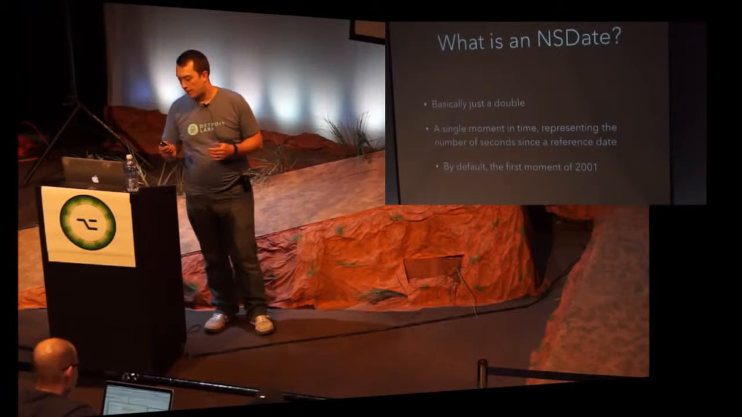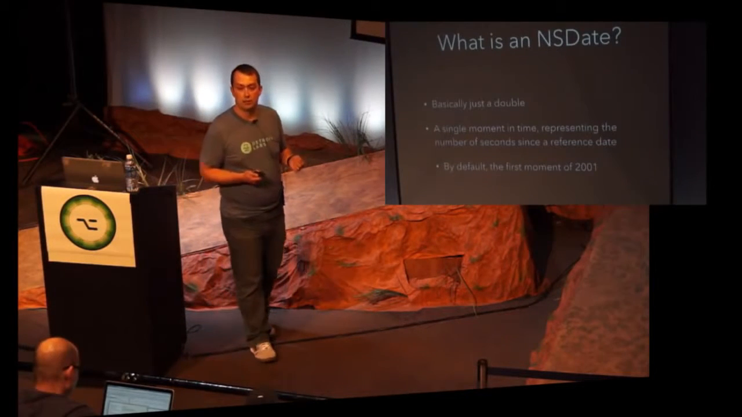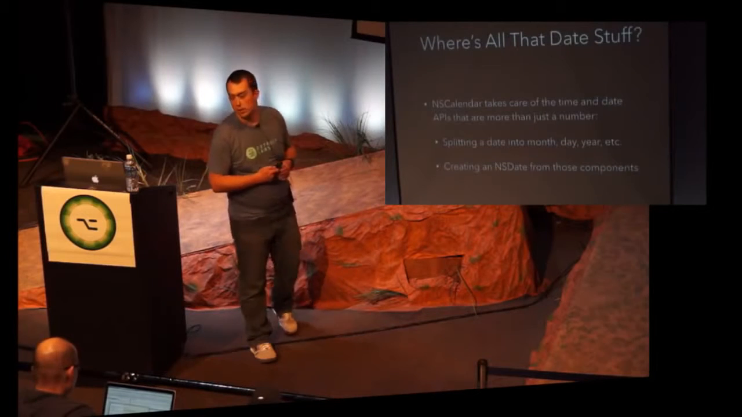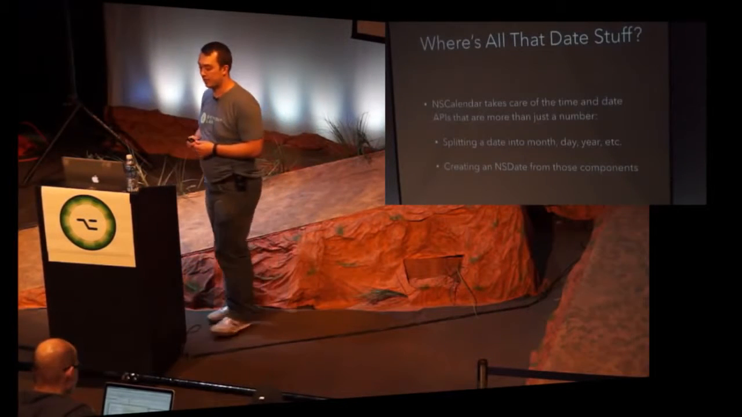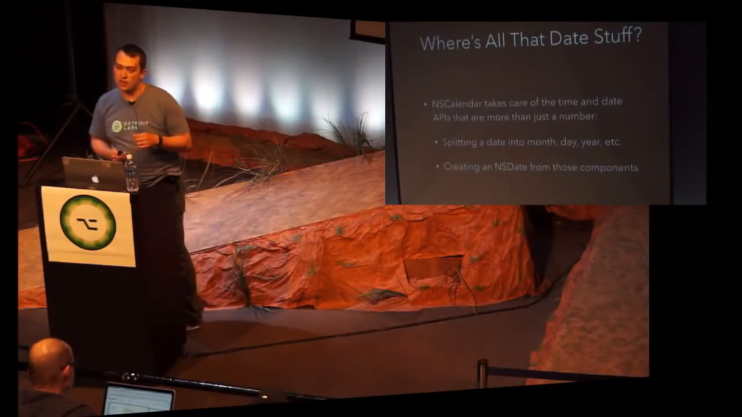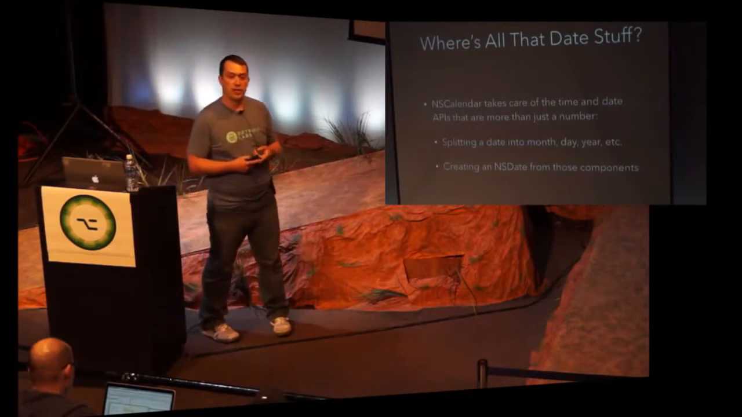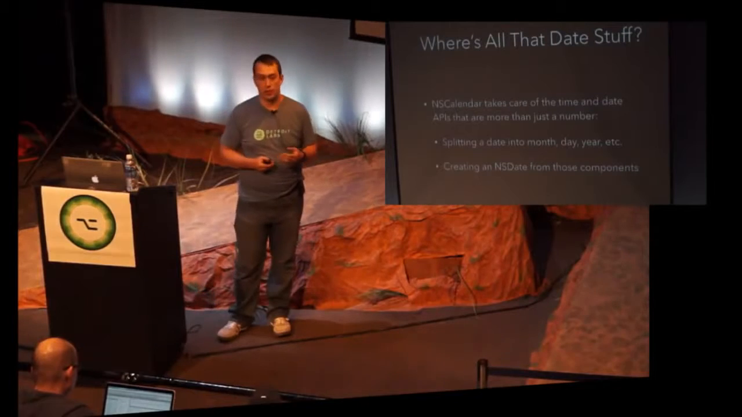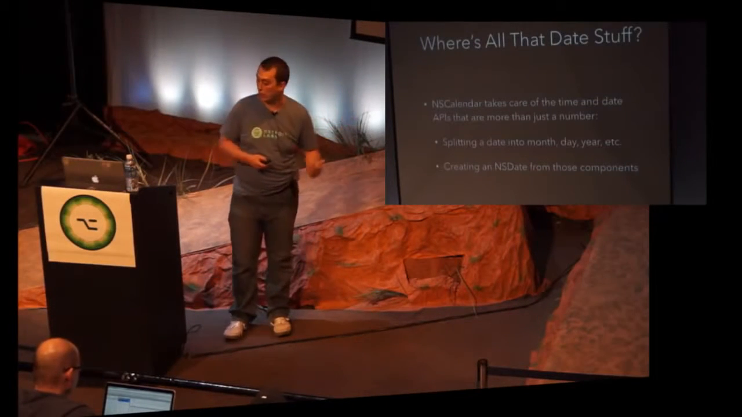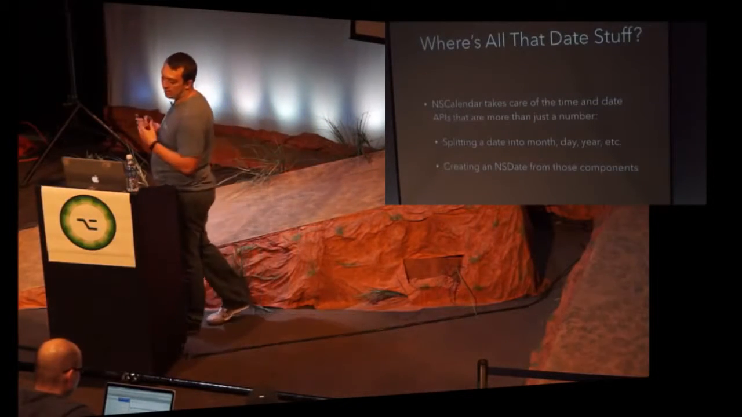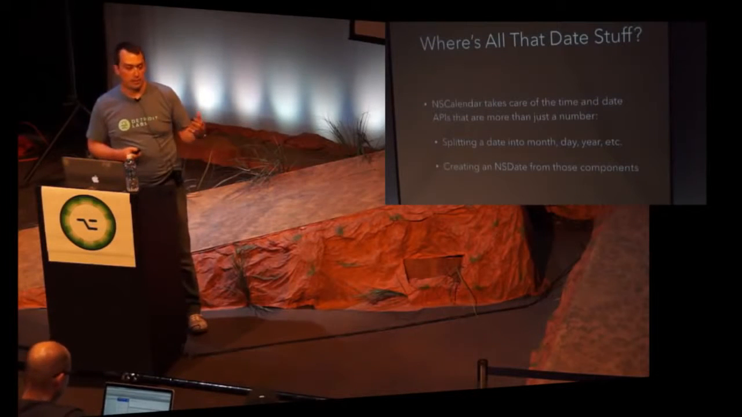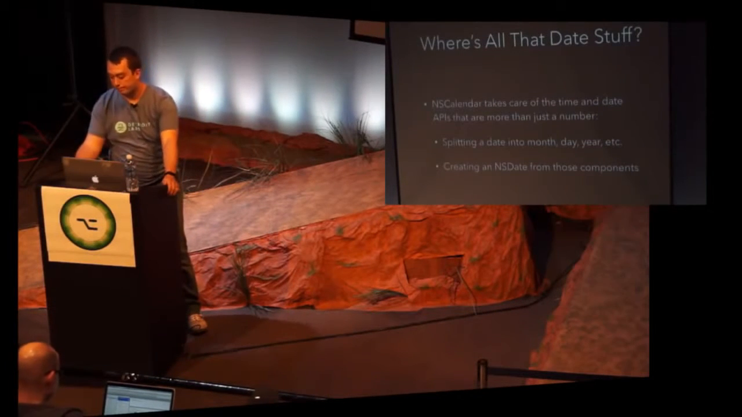So if all this stuff isn't in NSDate, where is it? First step is NSCalendar. And that takes care of all the stuff that's more than that. So splitting a date into the month and the day and the year, the things that are actually on a calendar on the wall. It takes NSDates and creates them from those individual pieces.